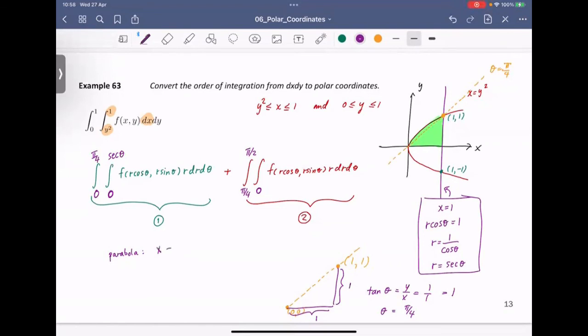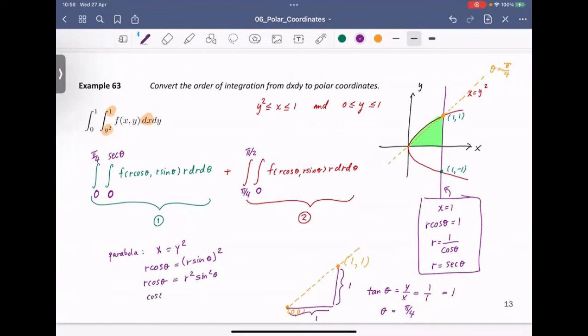X equals y squared, which means x equals r cosine theta, y equals r sine theta, and then you square. We'll go slow. So it's going to be r cosine theta, and then this is going to be r squared sine squared theta. Okay, luckily r cancels out.